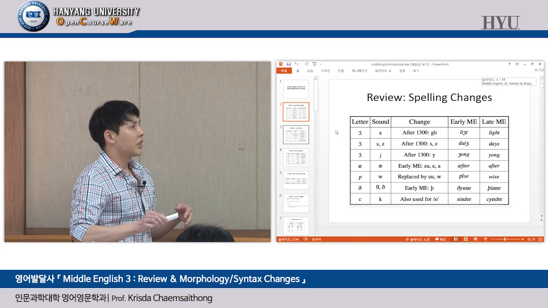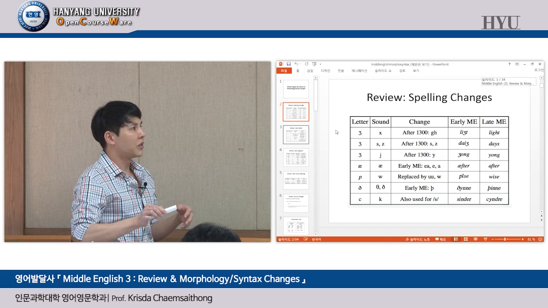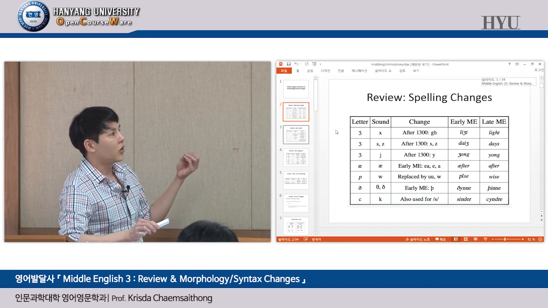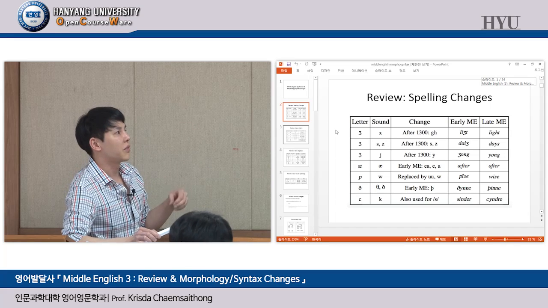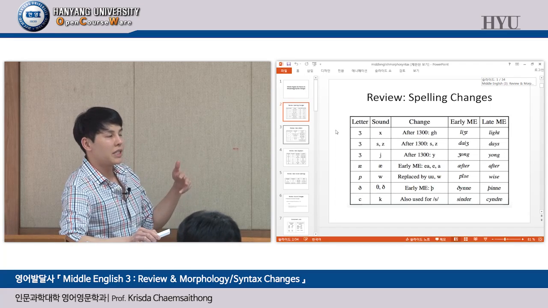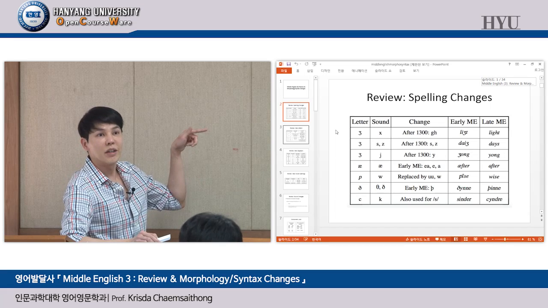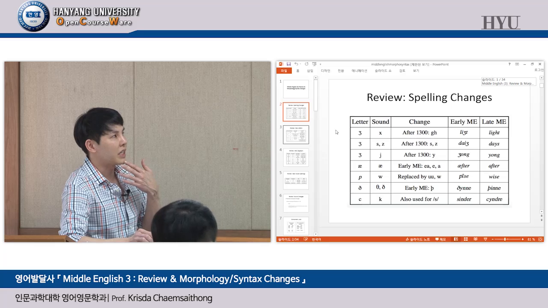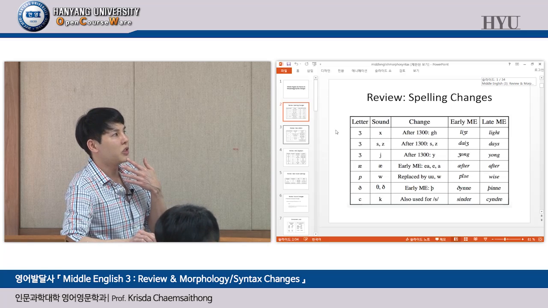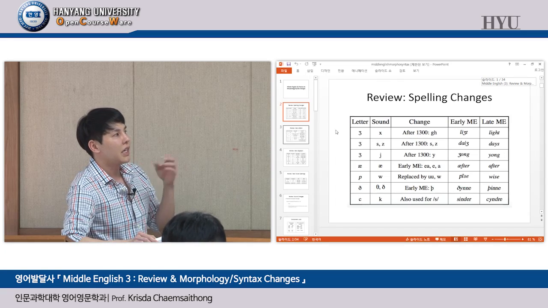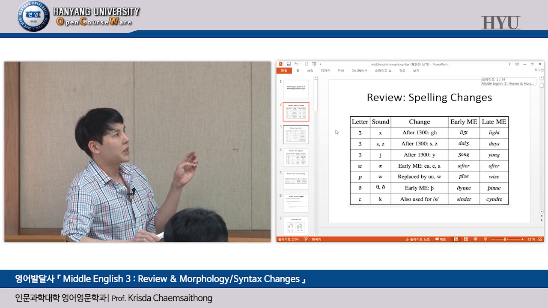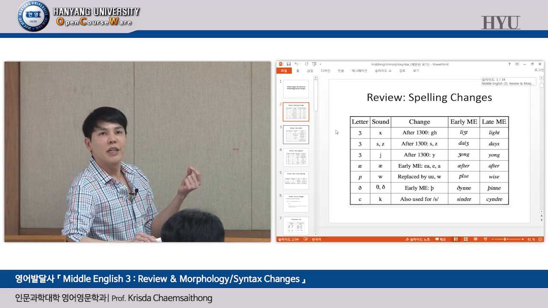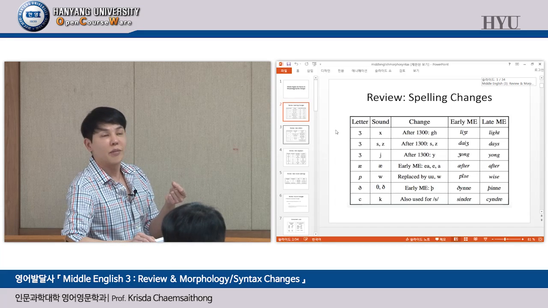For example, you guys, the first three symbols, they are the same, right? We call them the yogh, right? So the yogh, in Old English, they represent so many sounds. For example, X or S or Z, and also E, right? So in Middle English, you have these changes. So the yogh became GH, especially when it represented the sound X, right? So L-I-O-T became L-I-G-H-T, like that in Middle English.